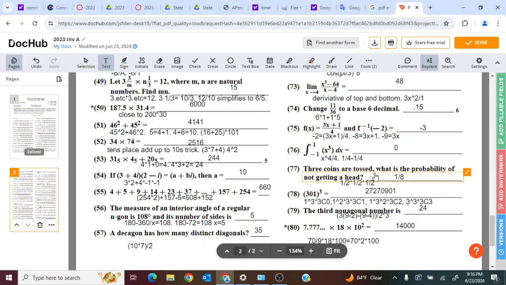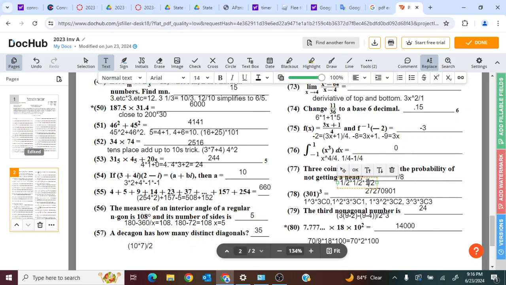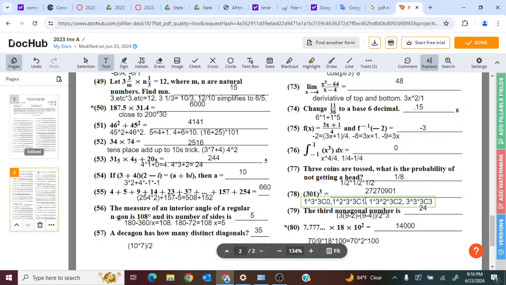3 coins are tossed. What's the probability of not getting a head? Okay, 3 coins are tossed. So the probability of not getting a head is the probability of getting tails 3 times in a row. So 1 over 2 times 1 over 2 times 1 over 2 is 1 over 8.